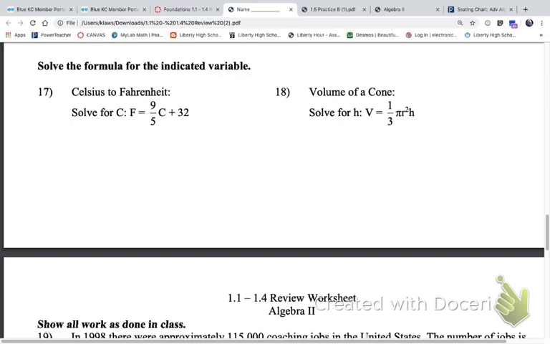So if I have F equals 9/5 C plus 32, I need to get C by itself. I'm just going to rewrite this so it's a little bit easier to see, 9/5 C plus 32. I need to get the C by itself. How am I going to get C by itself? I'm just going to leave it on the right side. I'm not going to move it at any point.